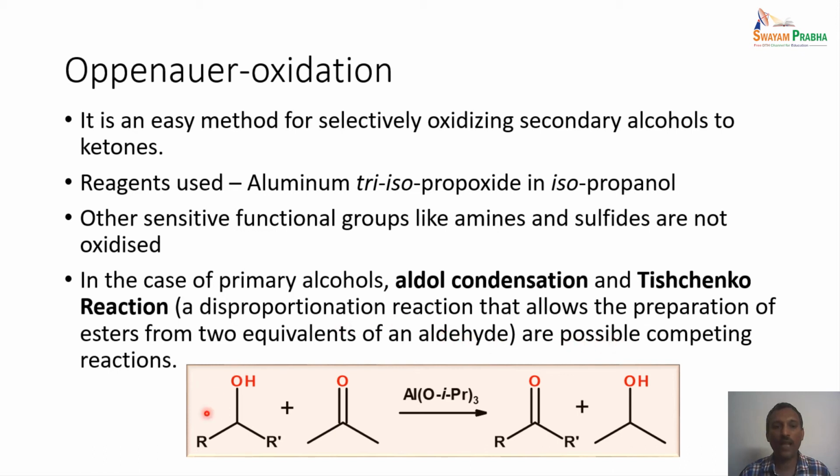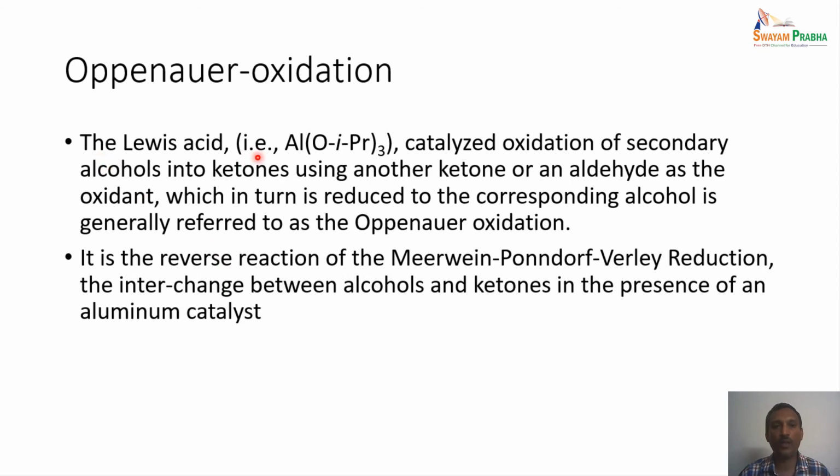That is the reason primary alcohols are not generally used for Oppenauer oxidation, but secondary alcohols are, because primary alcohols generally end up with the formation of aldehyde. So those are generally avoided. Overall, it is the Lewis acid catalyzed oxidation of a secondary alcohol into a ketone using another ketone or aldehyde. Generally people use acetone, which is very cheap, so in many cases of Oppenauer oxidation acetone is used as the second substrate. Of course, other ketones and aldehydes can also be used in this reaction.